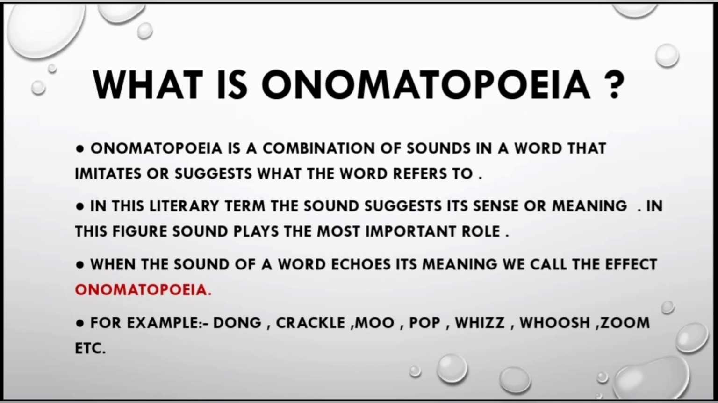Okay, if you take an example like grunt grunt goes the hog. So basically the word is echoing the sound that the poet is trying to interpret. So grunt is here onomatopoeia. It is that musical effect that's put by an author, writer, poet. So the next point is, in this literary term, the sound suggests its sense or meaning. So the sound is suggesting the sense and the meaning.